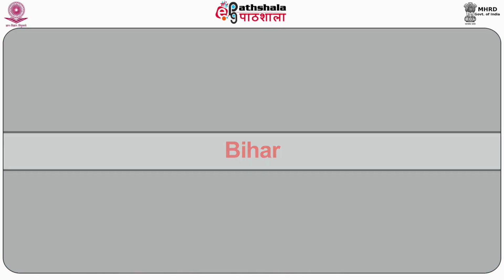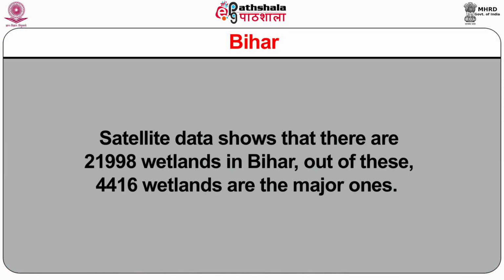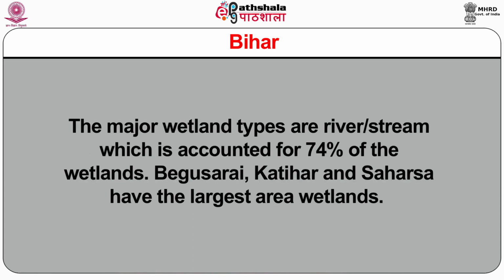Bihar. Satellite data shows that there are 21,998 wetlands in Bihar. Out of these, 4,416 wetlands are the major ones. The major wetland types are river streams, which account for 74% of the wetlands.